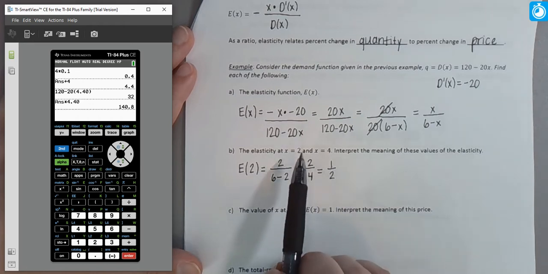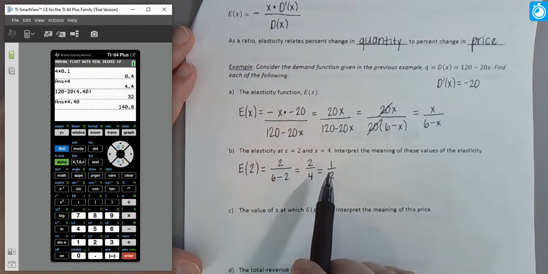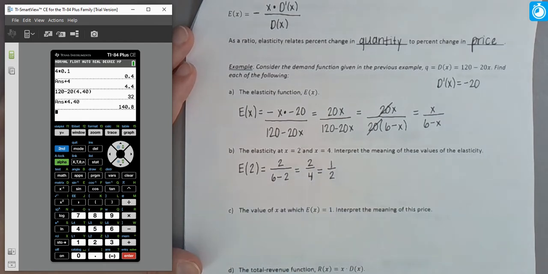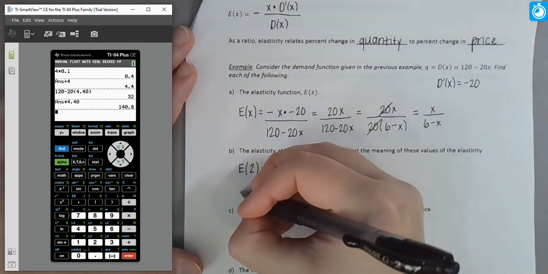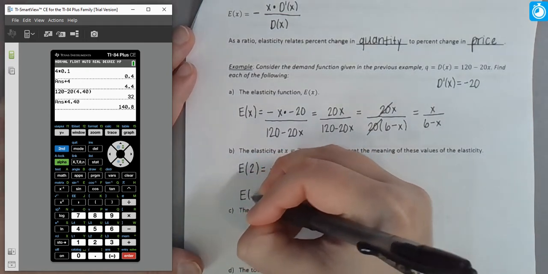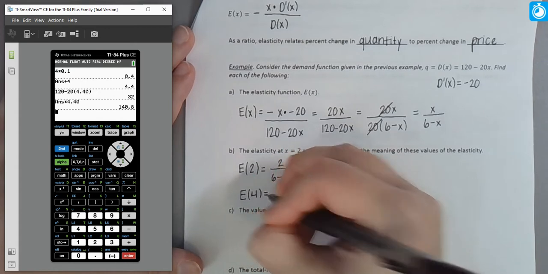So in other words, at a price of $2, demand is not especially sensitive to changes in price. We can change the price to a certain degree, but the change in quantity demanded is automatically going to be smaller than that. Now, what about the elasticity at a price of $4?